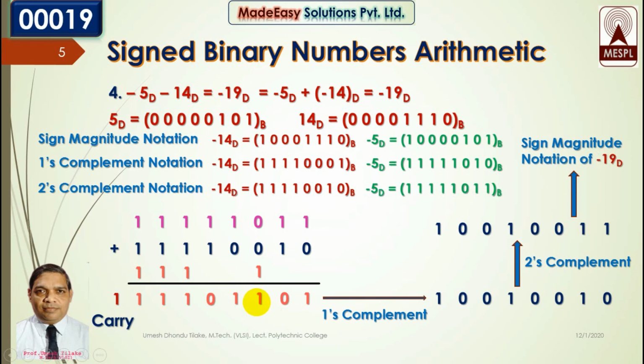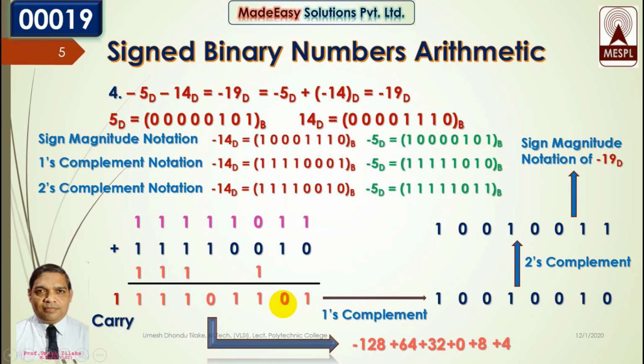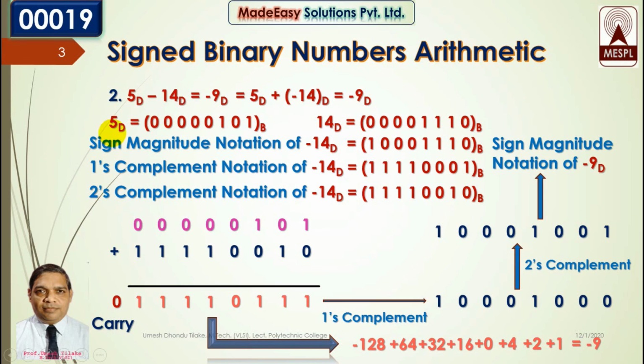You can find it from here also. Just add the weights of bits which are 1. The weight of magnitude bits are positive and the weight of sign bit is negative. So we can write it as weight of this bit is minus 128, then plus 64, then plus 32, then 0, then plus 8, then plus 4, then 0. You will get minus 19. Now if you see here, our carry is 1 but result is negative, and in the previous example our result is negative but carry is 0.